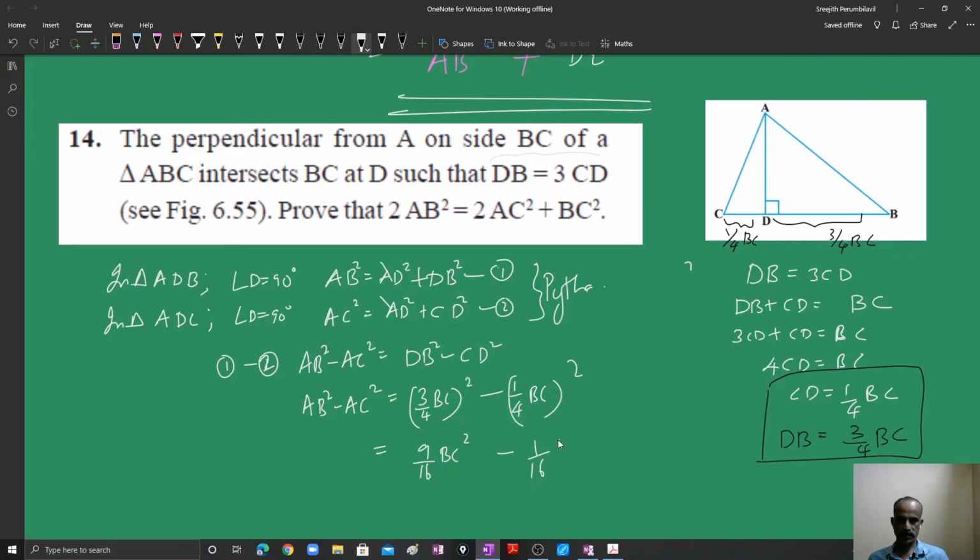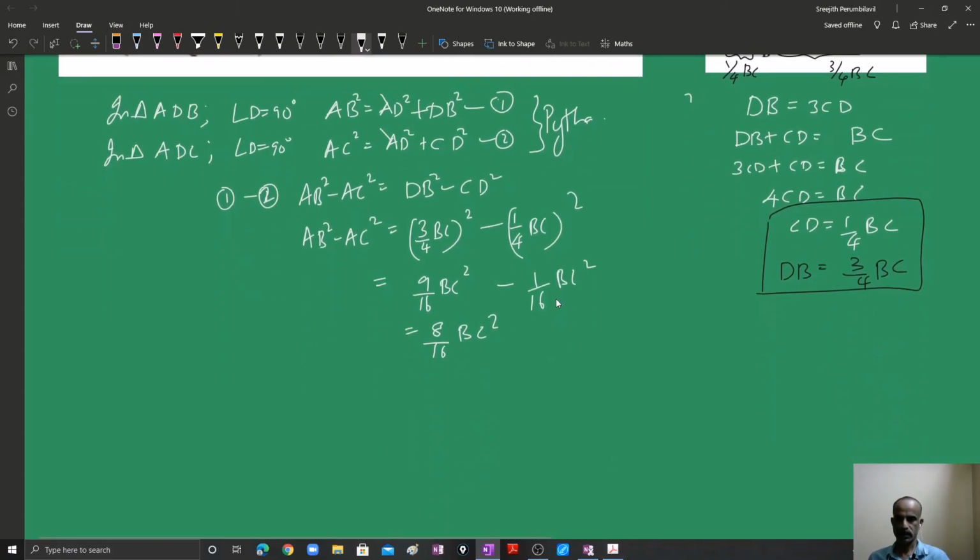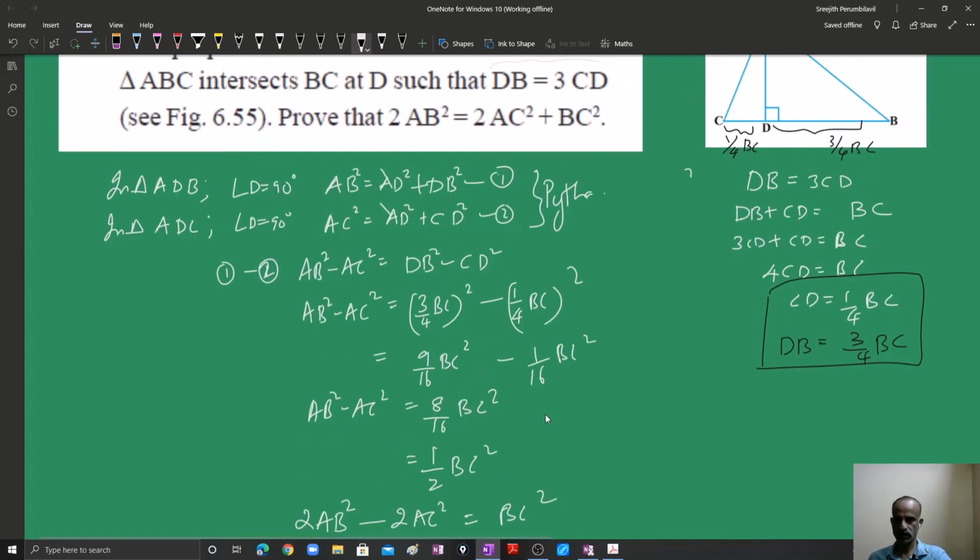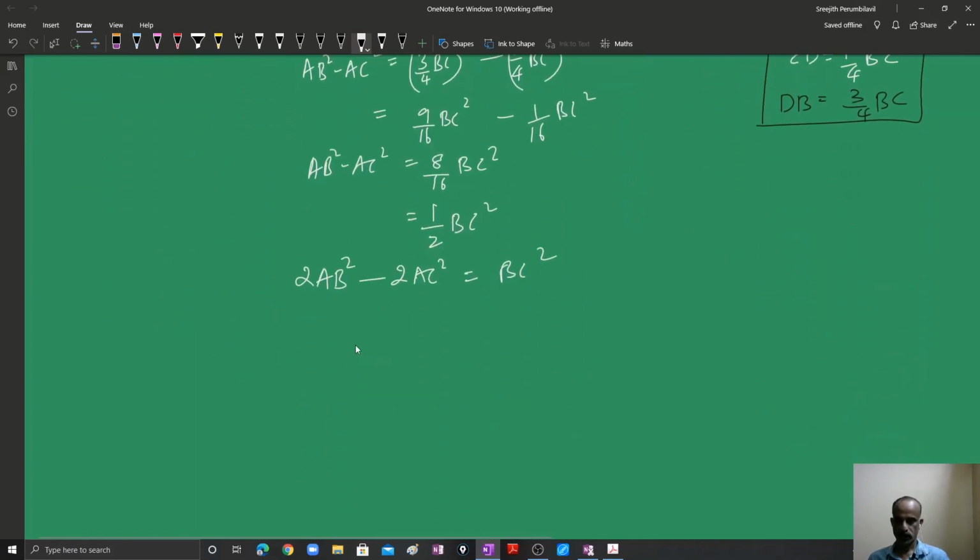minus 1/16 BC square. That is equal to 8/16 BC square, or in short 1/2 BC square. Cross multiplying, what happens? 2AB square minus 2AC square is equal to BC square. Is that what is asked? No, 2AB square is equal to, this goes to the other side, 2AC square plus BC square, and that's the proof.